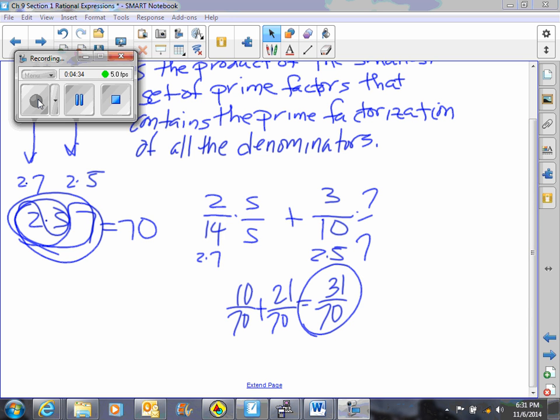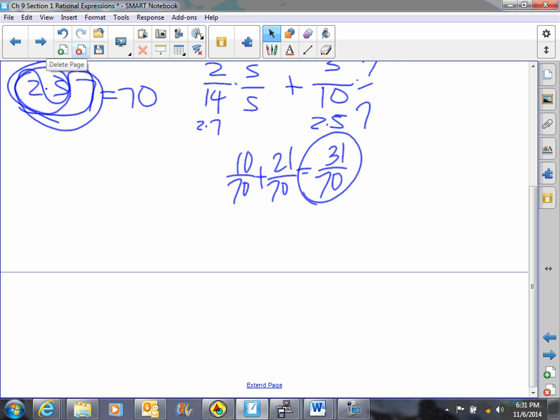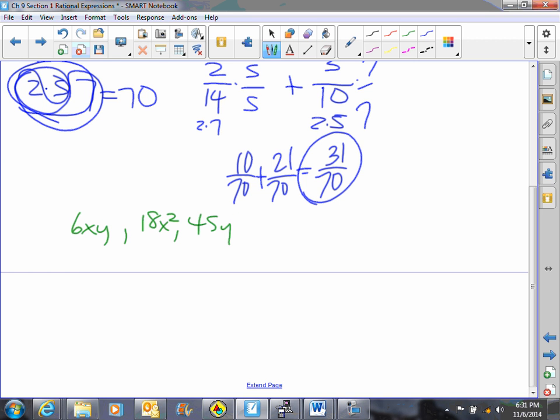Now let's take a look at a couple of examples. If you have 6xy, 18x squared, and 45y cubed as your three denominators, the question would be, what is the lowest common multiple of those? Or what is the greatest common denominator?